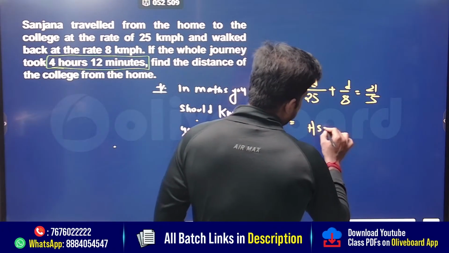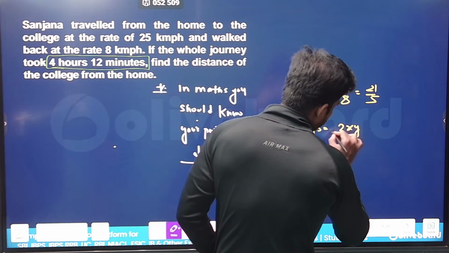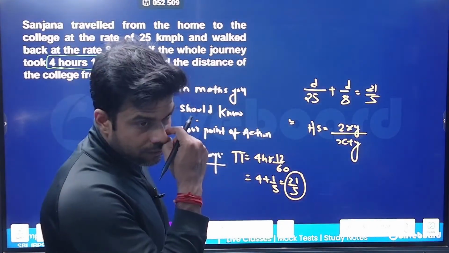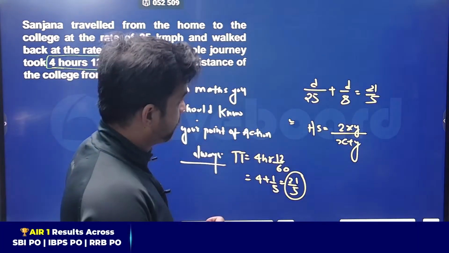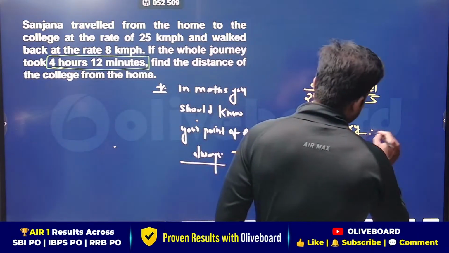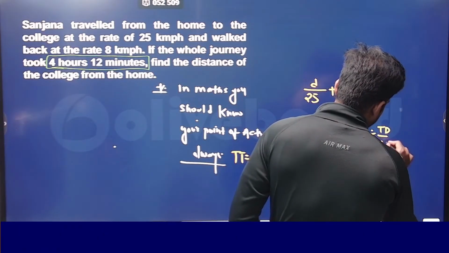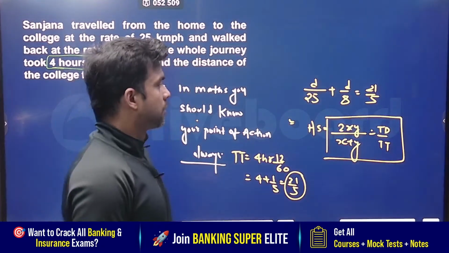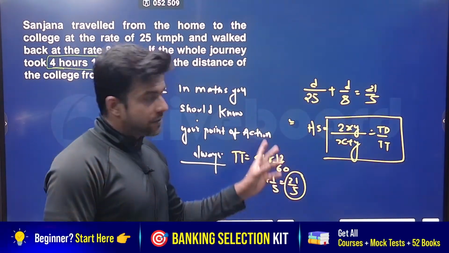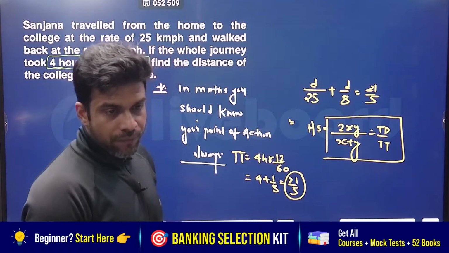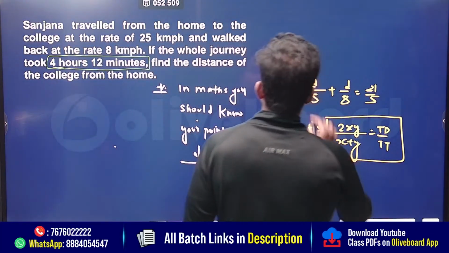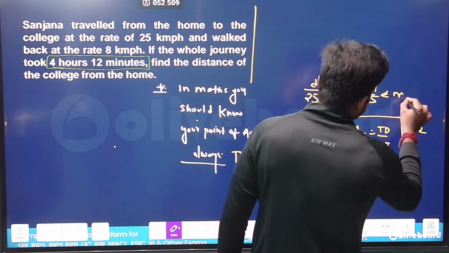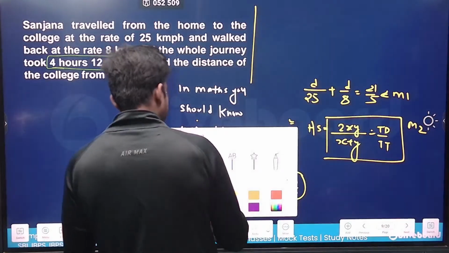See, the formula for average speed is 2xy divided by x plus y. These x and y are the speeds, and this equals total distance by total time. Now see, this is another way of solving this question. You know your total time. This is, guys, method number 2. The previous question was method number 1. Let me make you understand this question also.